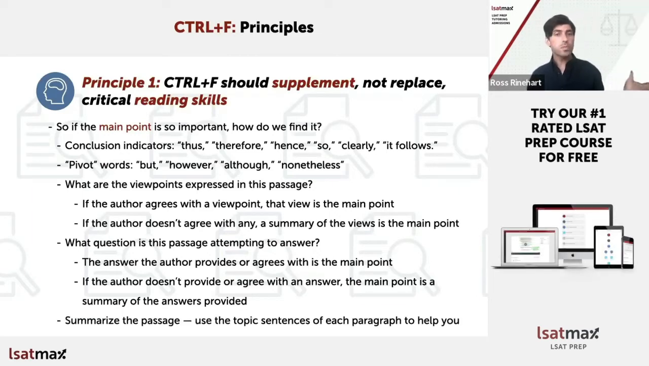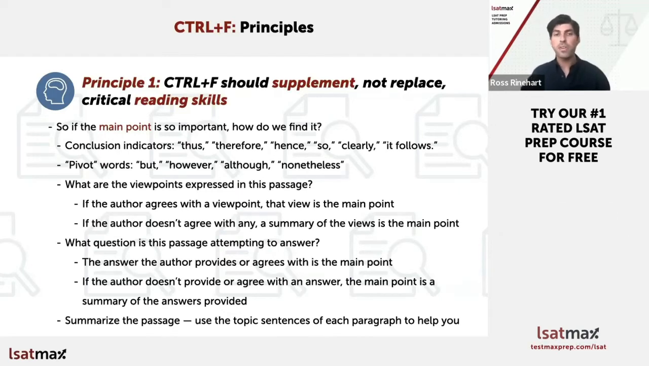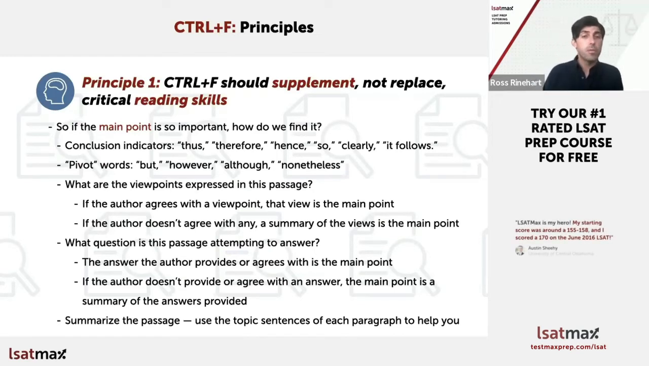Some test takers prefer to just summarize the passage. They think, it's easiest for me to come up with the main point if I just summarize the entire passage. And to do that efficiently, looking at the topic sentence of each paragraph can help you do so. There are other ways to uncover the main point of the passage.